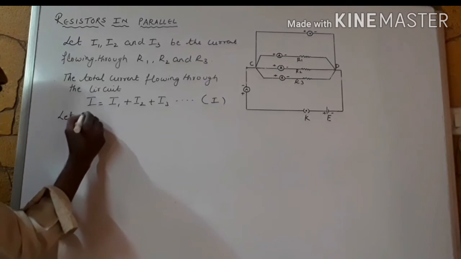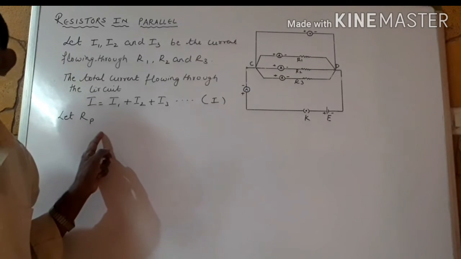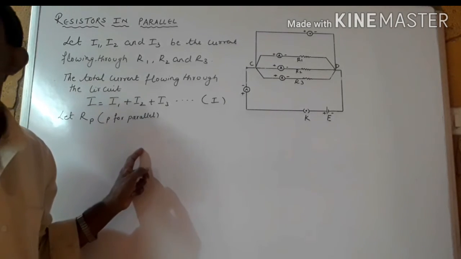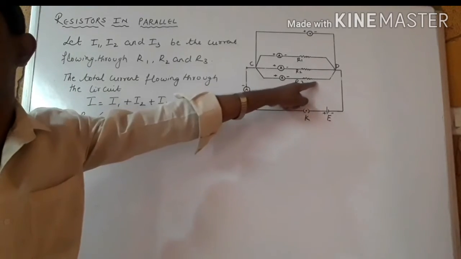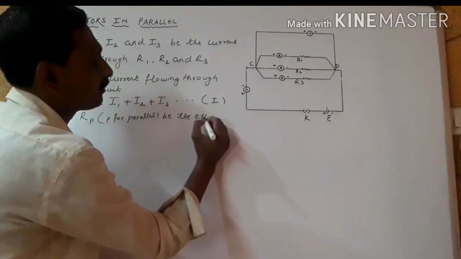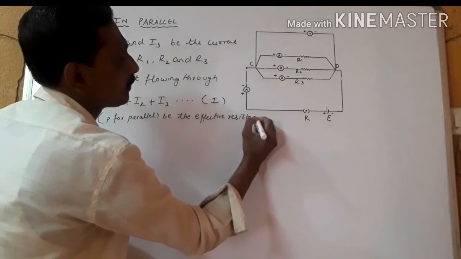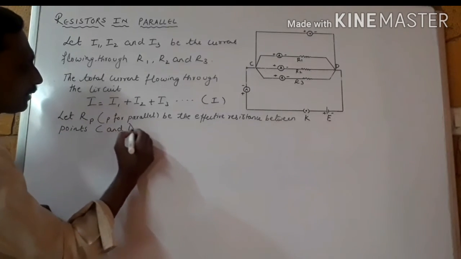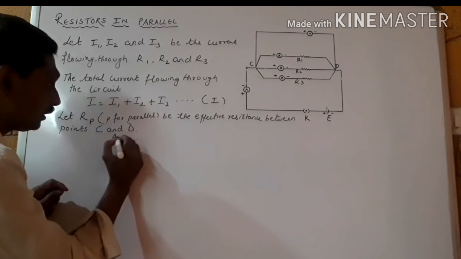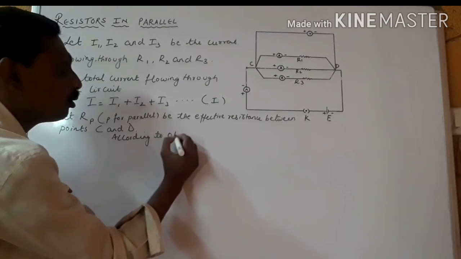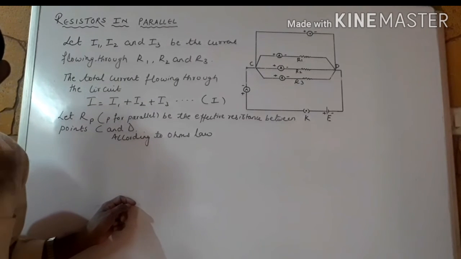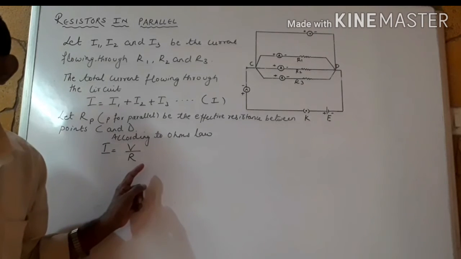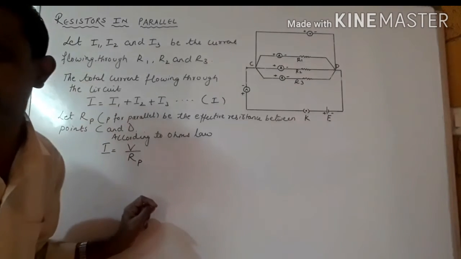Now let RP be the effective resistance between points C and D. What does P denote over here? P denotes parallel. Now according to Ohm's law, I is equal to V upon R. But here we are using RP to denote that it is a parallel effective resistance.